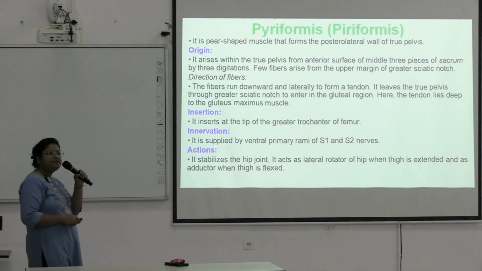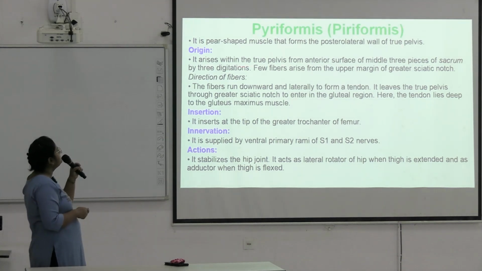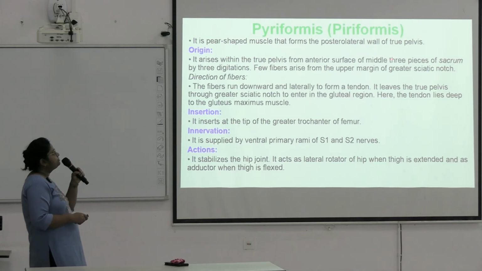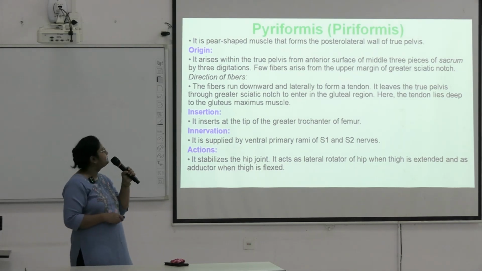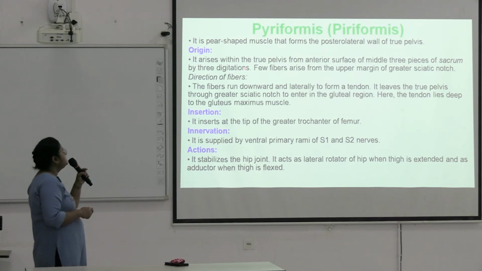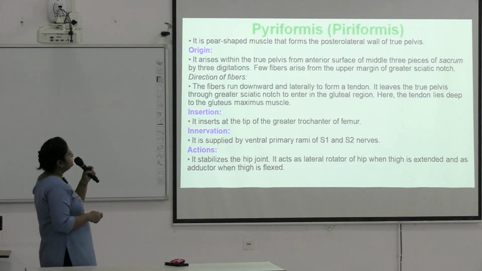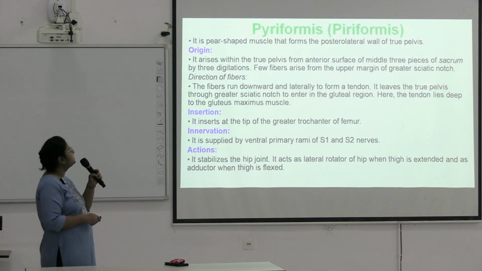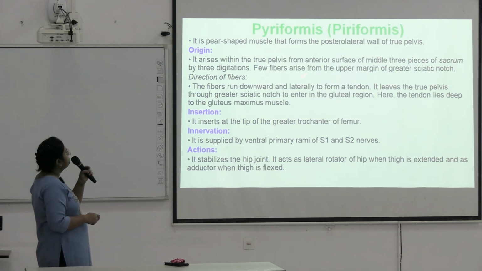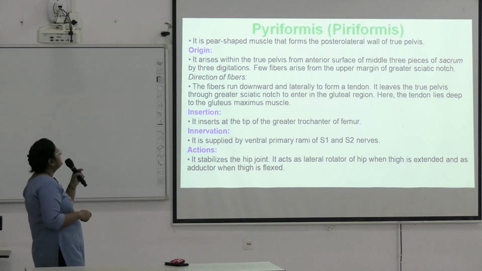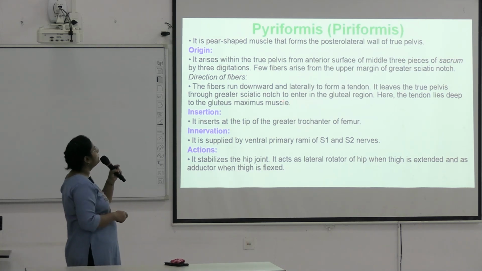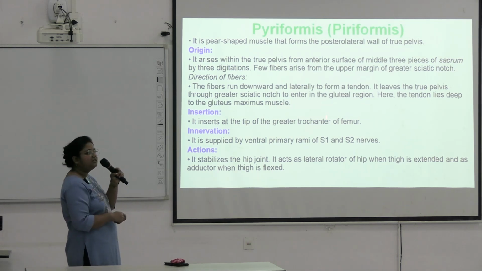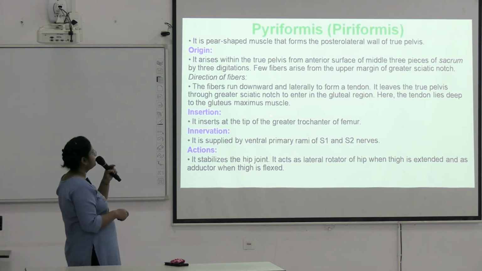Okay, next we go to the piriformis. It is a pear-shaped muscle, and that forms the posterolateral wall of the true pelvis. What is the origin? It arises within the true pelvis from the anterior surface of the middle three pieces of sacrum by three digitations. Few fibers arise from the upper margin of the greater sciatic notch, and this is the direction of fibers. The fibers run downward and laterally to form a tendon, and it leaves the true pelvis through the greater sciatic notch to enter the gluteal region. And here the tendon lies deep to the gluteus maximus muscle.